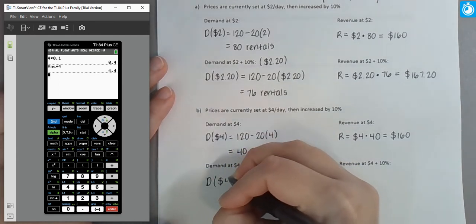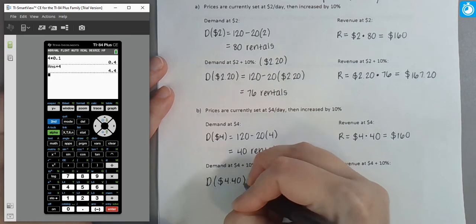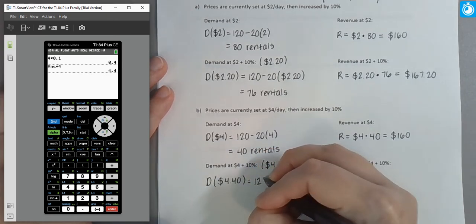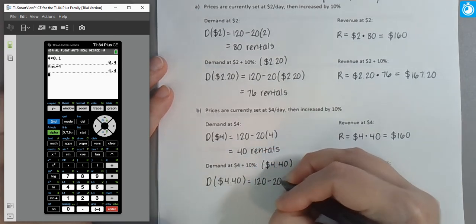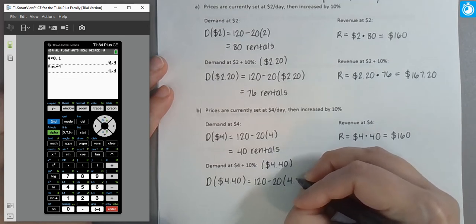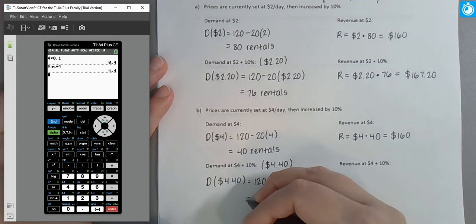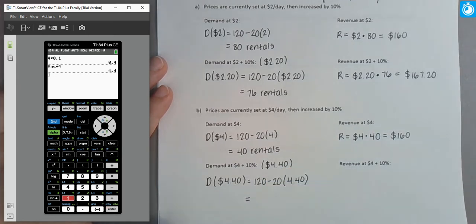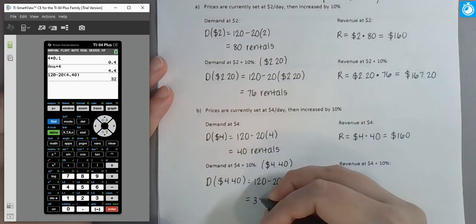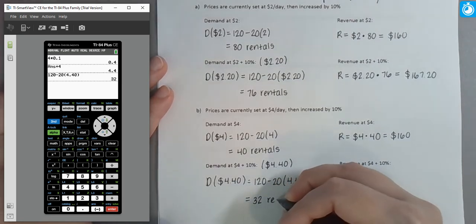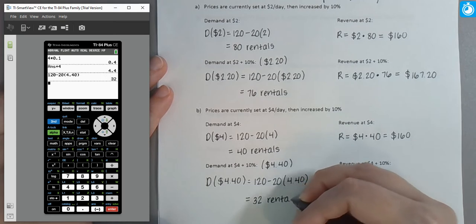So if our price increases to $4.40, well, what's the resulting demand going to be? So the demand at $4.40 is going to be 120 minus 20 times our price, $4.40. If we plug that into the calculator, 120 minus 20 times $4.40, and that's going to give us 32. So notice again, rentals went down, which is to be expected.